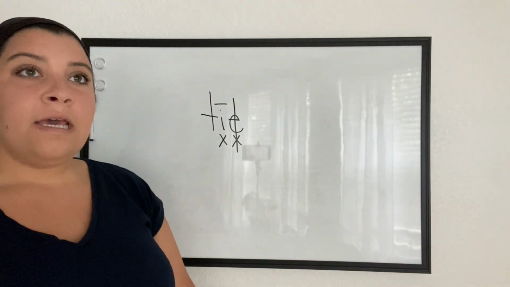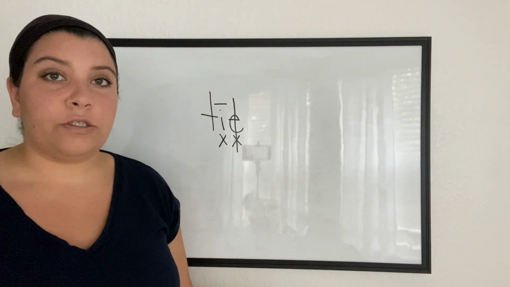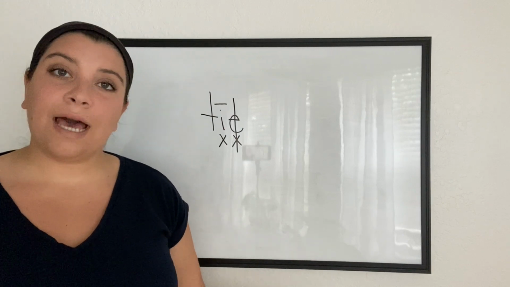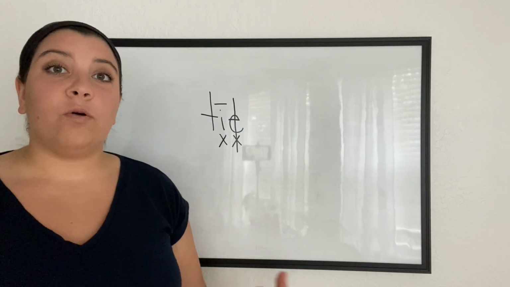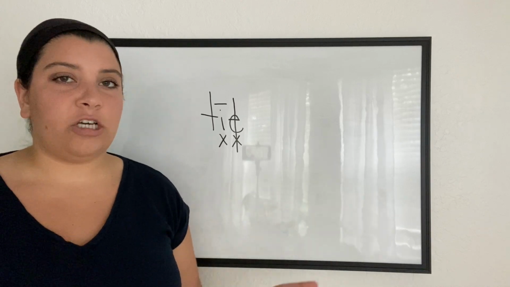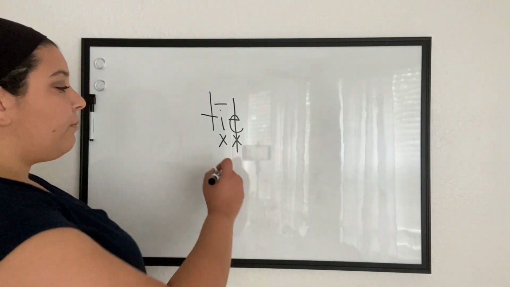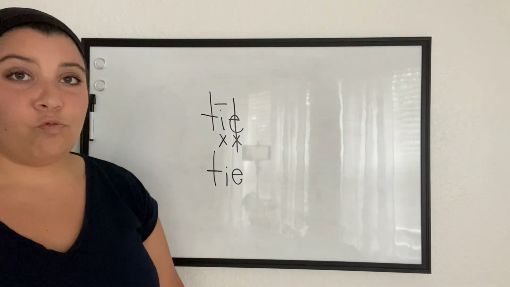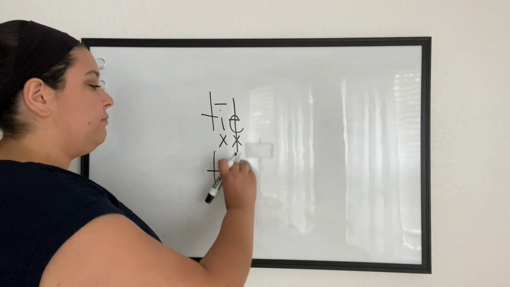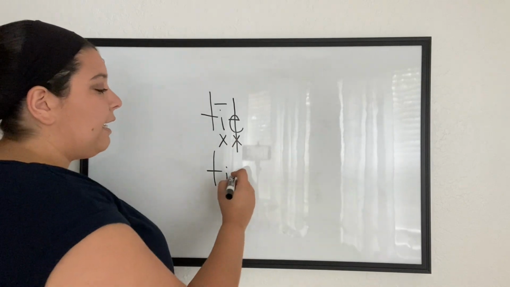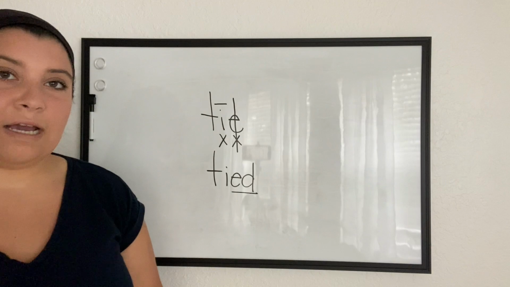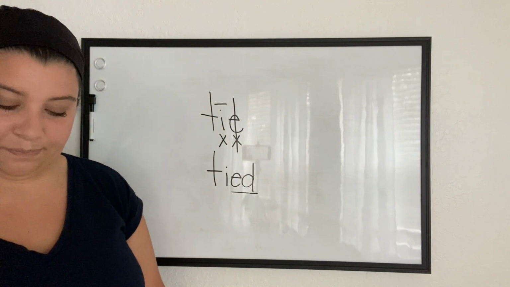If I want to change this word to past tense, meaning it already happened, and I want to say tied, I am going to have to follow that same skill we just learned about. So I'm going to have to rewrite my word tie, erase my silent E, and add my ED ending. And now I have my word tied.